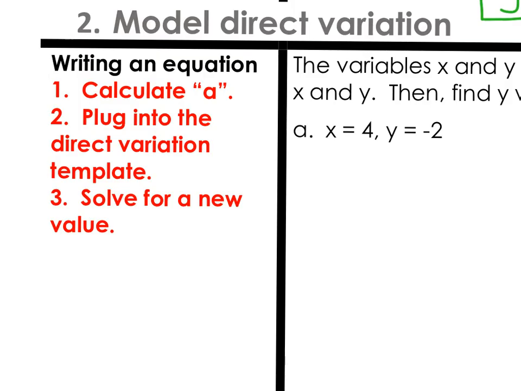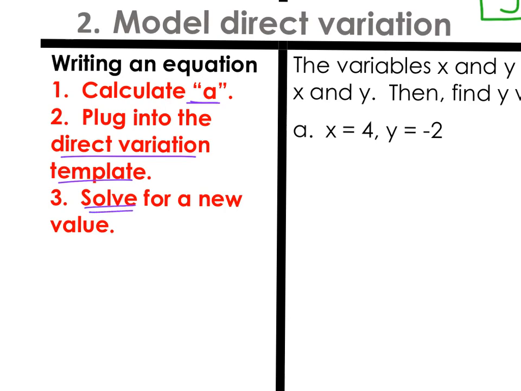Another way to model direct variation is to write your equation and then find a new value. So this is going to be one of those two-part questions that we have to remember to follow the directions on. The first thing you want to do, just like we did up above, is determine your a value. What is your constant of variation? The second thing you'll want to do is just plug it into that direct variation template. So find a, plug it in, and then if you're asked to plug in one of the values, either x or y, you can solve for the other missing value.